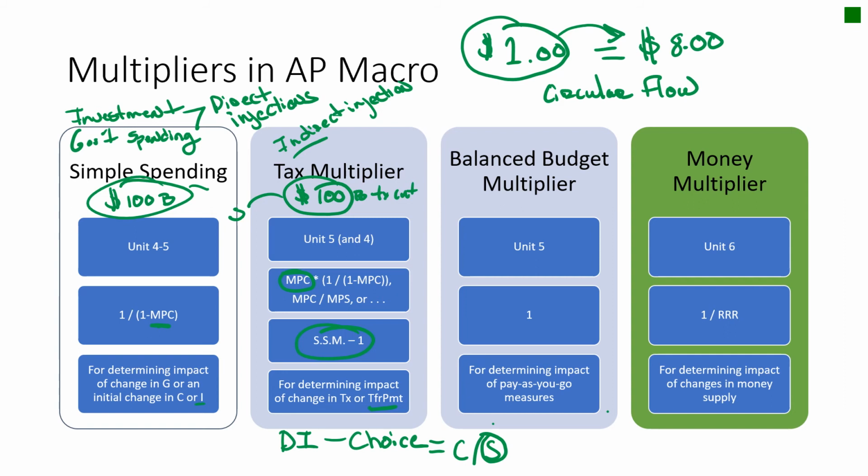With these last 2 multipliers, we'll talk more about later on in the unit: the balanced budget multiplier, talking about what governments can do and how we can balance our budgets, and then the money multiplier, which deals with changes in money supply and monetary policy. So we'll talk more about these in Unit 6.